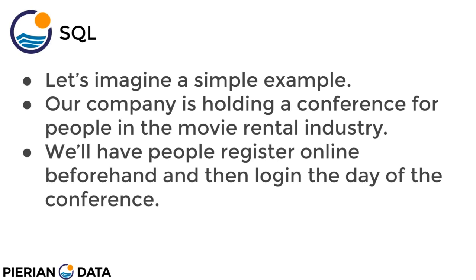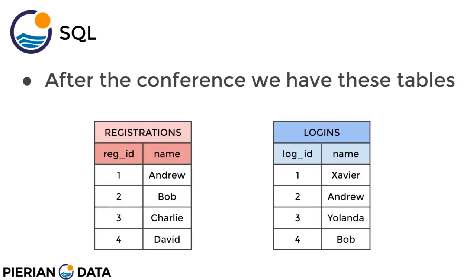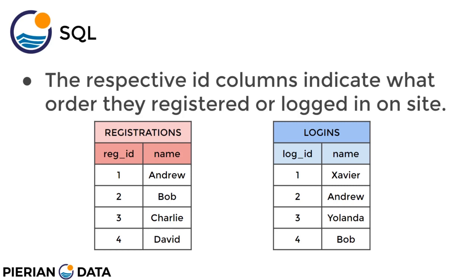Let's say our company is holding a conference for people in the movie rental industry. So before the conference actually starts, we're going to have people register online beforehand. And the registration is simply just providing their name, and we'll keep track of people as they register. And then the actual day of the conference, they're going to come in and log in through an iPad with their name. So after the conference, we end up having these tables. So we have a registrations table as well as a logins table.